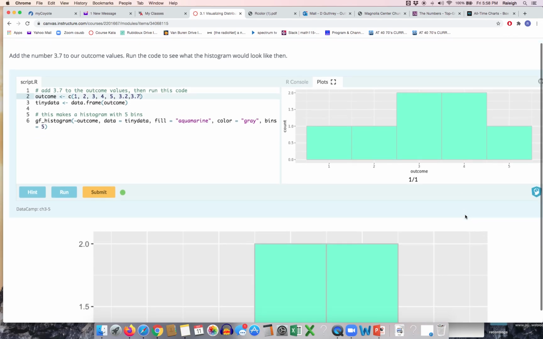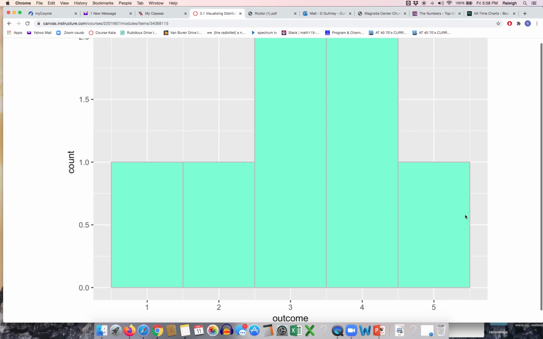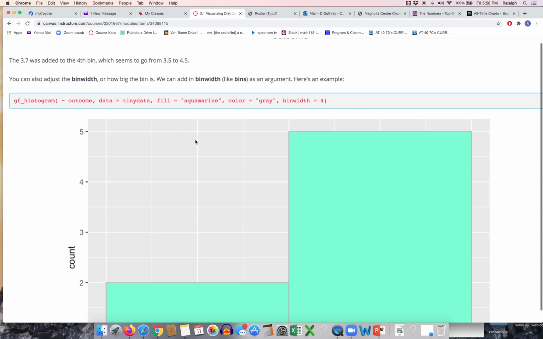Should have gotten some water to drink as I talked. Same picture exactly, just on a different scale. So yes, it went to the 4th bin, which seems to go from 3.5 to actually just a little bit shy of 4.5, but let's not worry about that too much.